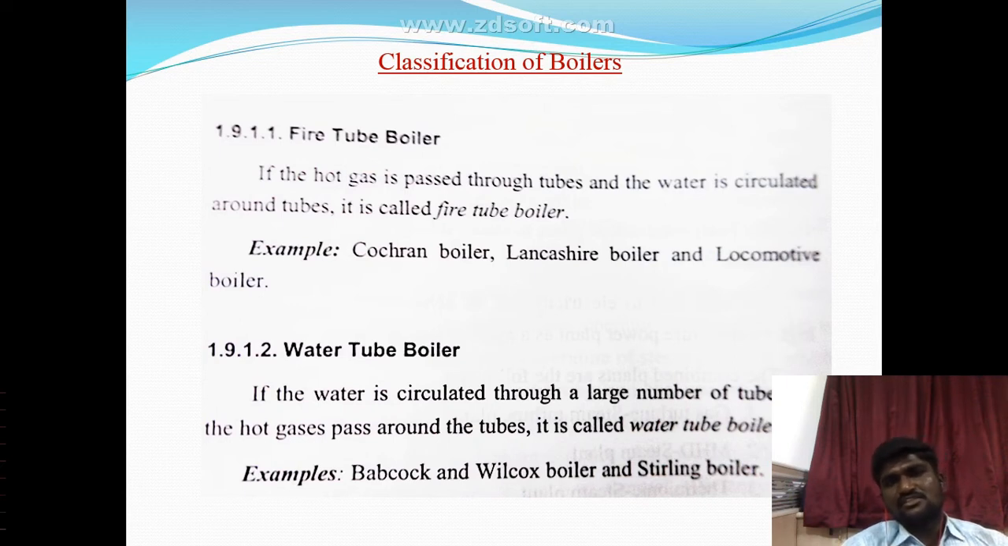The first classification is fire tube boiler and water tube boiler. What is meant by fire tube boiler and water tube boiler? If the hot gas is passed through the tubes and the water is circulated around the tubes, it is called a fire tube boiler. Examples are the Cochran boiler, Lancashire boiler, and locomotive boiler. In a water tube boiler, the water is circulated through a large number of tubes and the hot gases pass around the tubes. Examples are the Babcock and Wilcox boiler and the Stirling boiler, right?